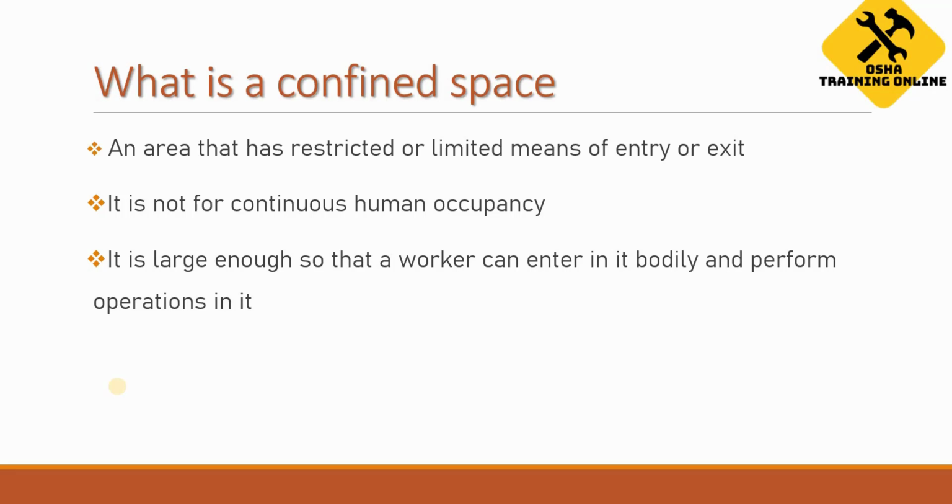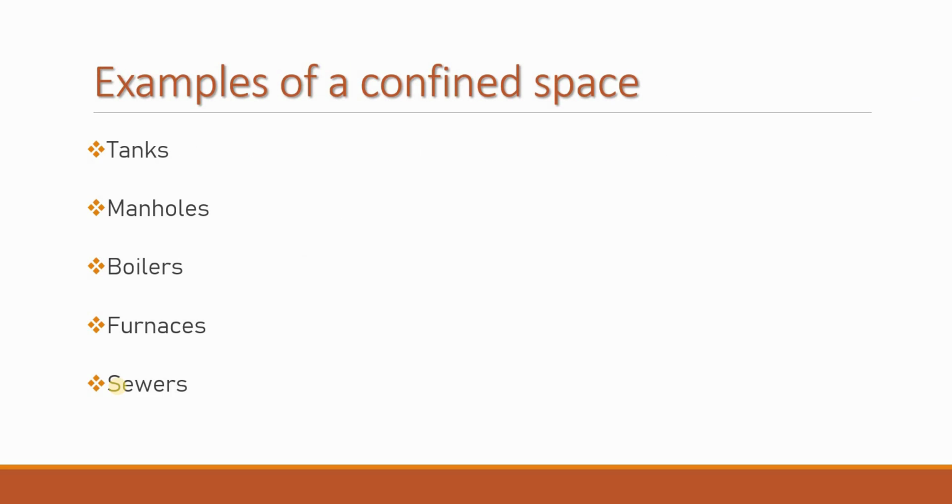It is large enough so that a worker can enter it bodily and perform operations in it. It is not so thin that a worker cannot enter it. It is large enough that a worker can enter and carry all his equipment in order to perform operations inside it. Examples include tanks, manholes on the roads, boilers, furnaces, maybe in different kinds of industries, sewers. These are all examples of confined spaces. They may be in normal public areas and in some industries as well. Pipes, which may be on the public side and also in different kinds of industries. Tunnels, bins and pits. These are all examples of confined spaces.